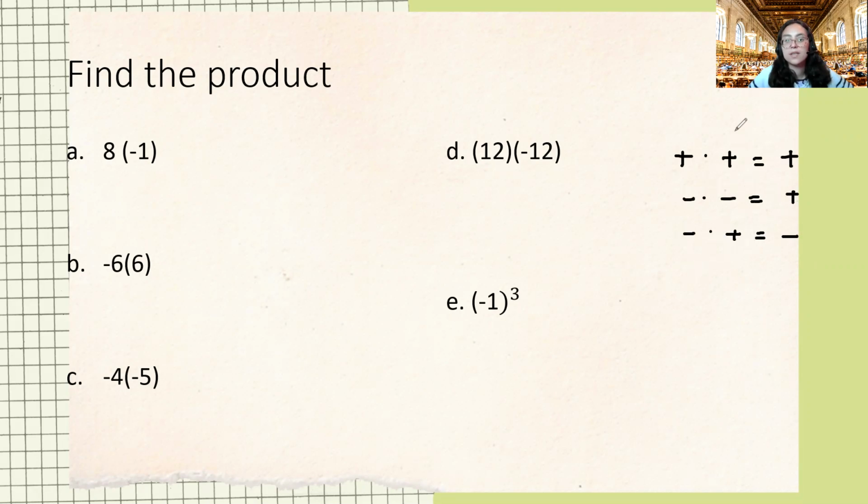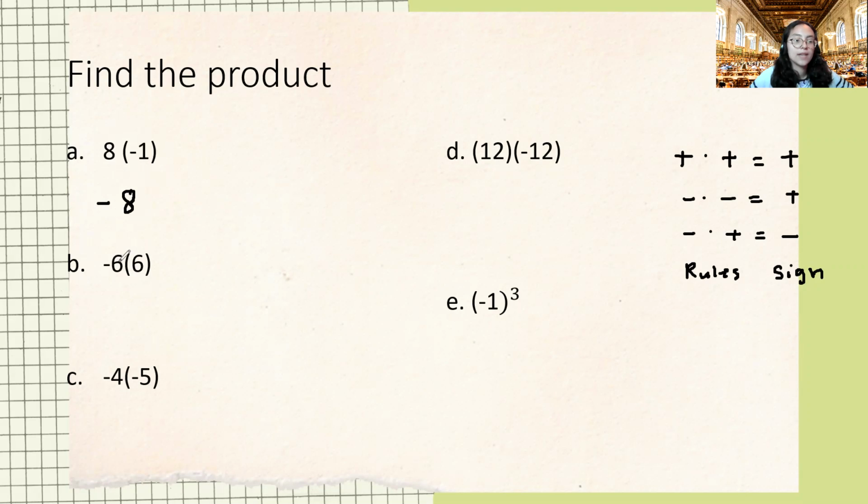So we're going to use these rules for signs to basically find these products. So for A, we have a positive 8 times a negative 1. So I have a positive times a negative, so I already know that my answer is going to be negative. Now I go back and multiply 8 times 1. That's going to give me 8. So my final answer will be negative 8.